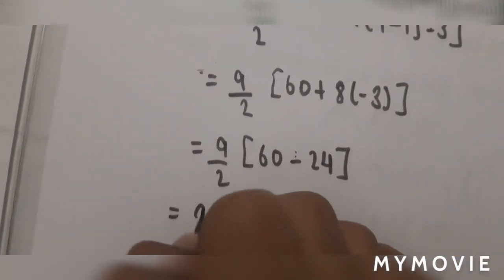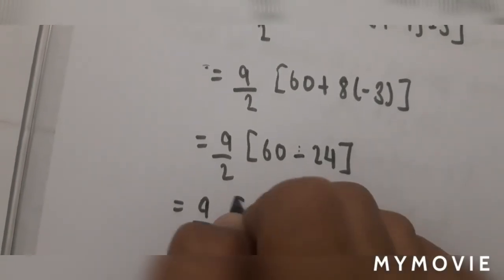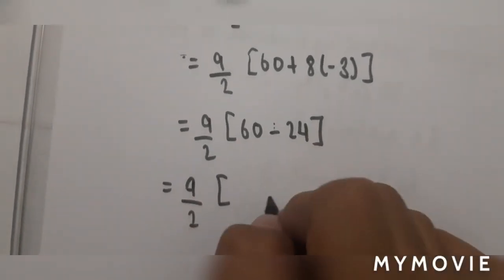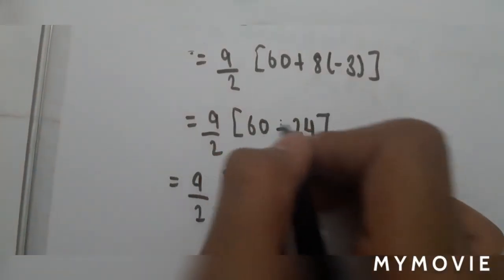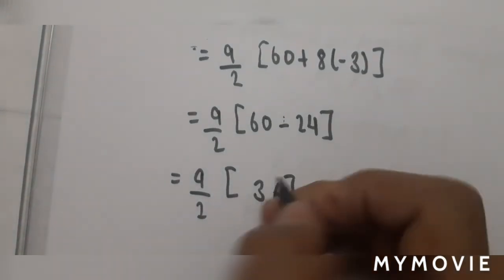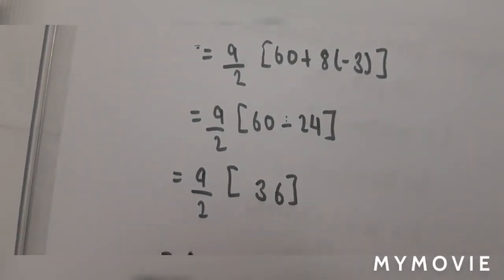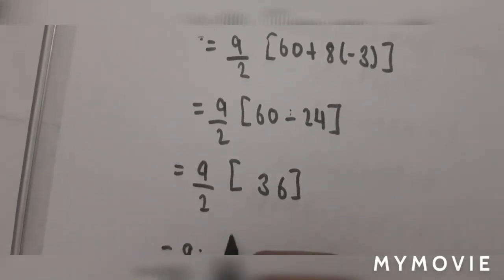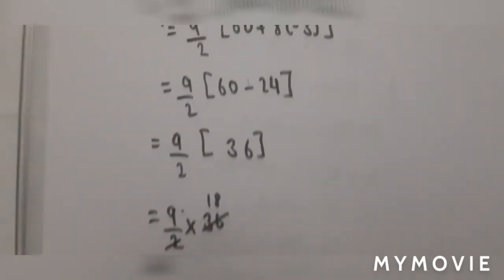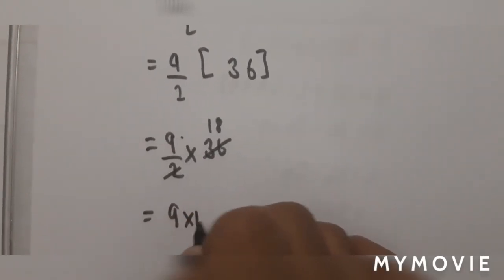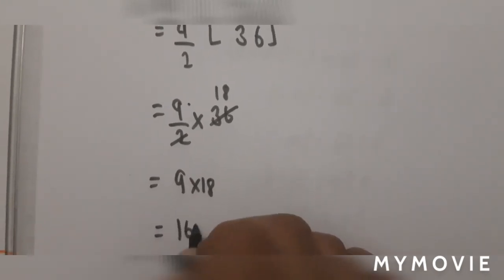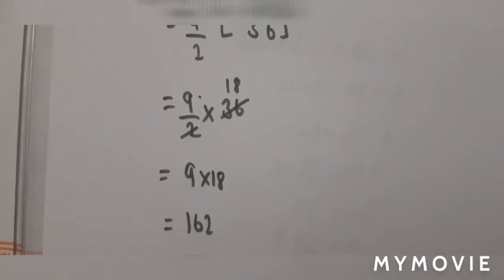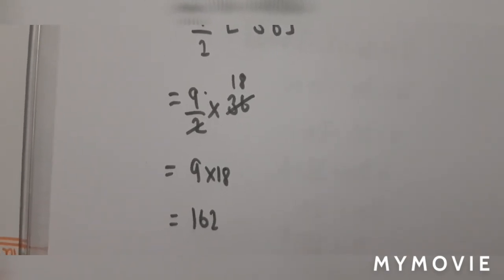So we get 9 by 2, 60 minus 24, we get 36. So 9 by 2 into 36, so 2 18s are 36, so 9 into 18, so we get 162, the sum of students. So friends, we also got the total number of students. So friends, our second problem is also solved.